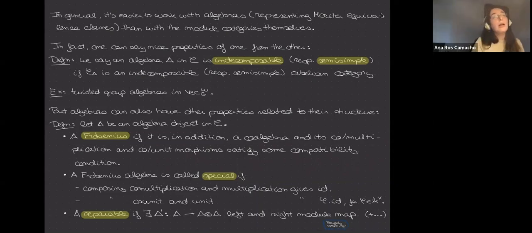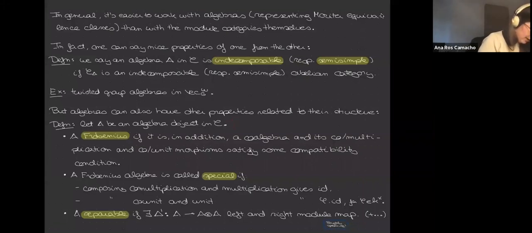modules or module categories. You can also just say, okay, these are some maps I can find within the algebra, and these properties hold because of this extra structure. And so we define the following.